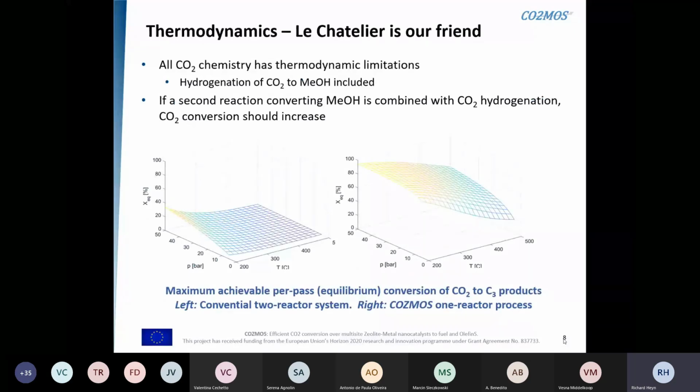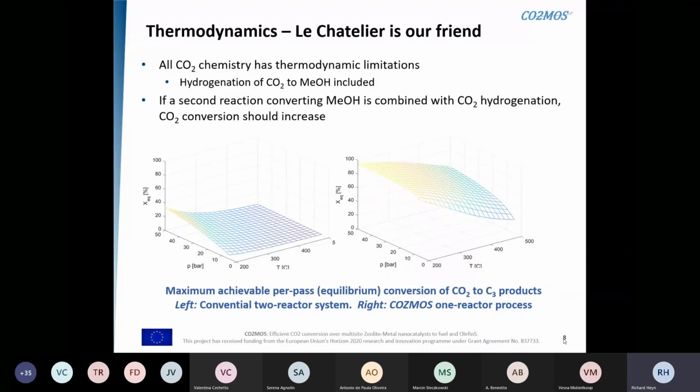Now, the chemical rationale for this has to do with thermodynamics, and in this case, we want to make sure that Le Chatelier is our friend. The point is that all CO2 chemistry has thermodynamic limitations because it lies in this well, and then you have to put in energy in most cases to bring it out of this well to make something that is useful.